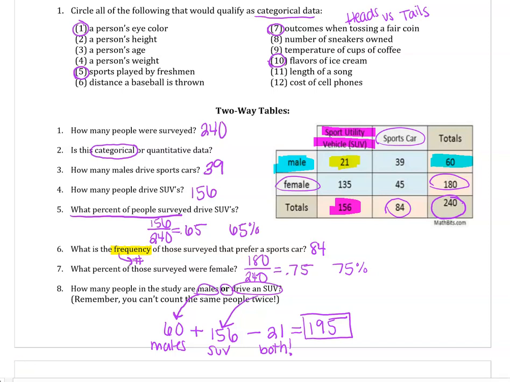Now, sometimes I have students think about it a little bit differently as well. They'll say, okay, well, these people are driving SUVs, these people are driving SUVs, and these people are also males over here, but they drive a sports car. If you actually sum 135, 21, and 39, that will give you 195. But the reason I'm doing it this way is because we're going to refer to this method a lot, and this is called our OR formula, where it's each of them separately and then taking away the overlap. So this will have a recurring theme throughout this unit.